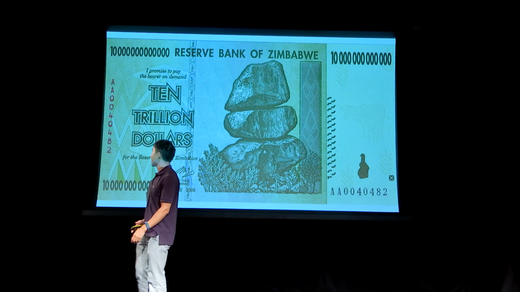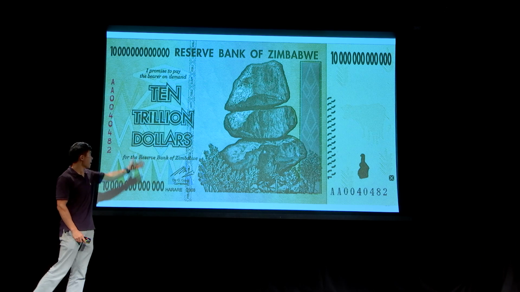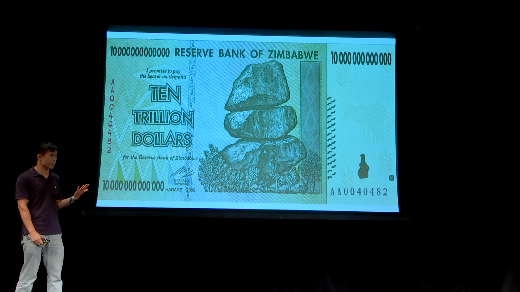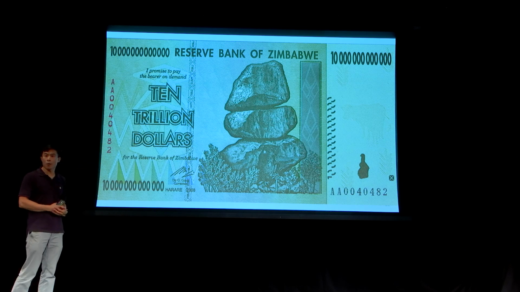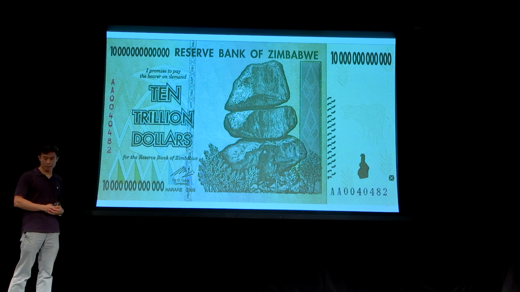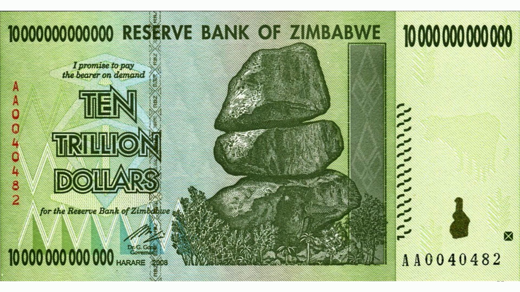And sadly, this is no laughing matter. In some countries, inflation can be so massive. So in Zimbabwe, due to financial mismanagement, you could have some notes worth $10 trillion. Now, anybody holding this is actually not rich. Because inflation was so high, you could buy barely anything with this amount of money.